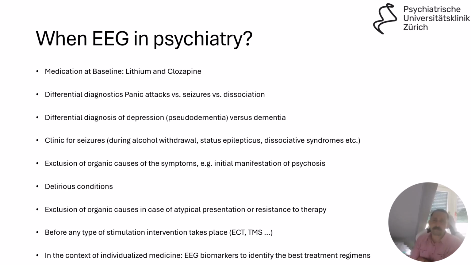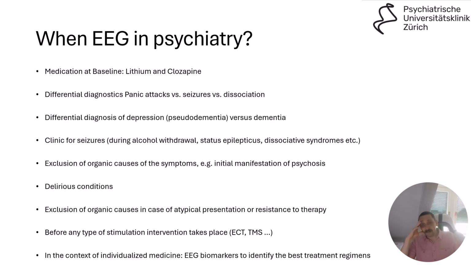So when do we do EEG in psychiatry at the moment? So it's important to know that we do an EEG at baseline for lithium and clozapine because these two drugs induce changes in the EEG. So if you don't have a baseline EEG, it's hard to judge whether the changes come from either lithium or clozapine or if it's something else going on, for example, a delirium or some metabolic changes. So this is why we need a baseline EEG when introducing these two medications.